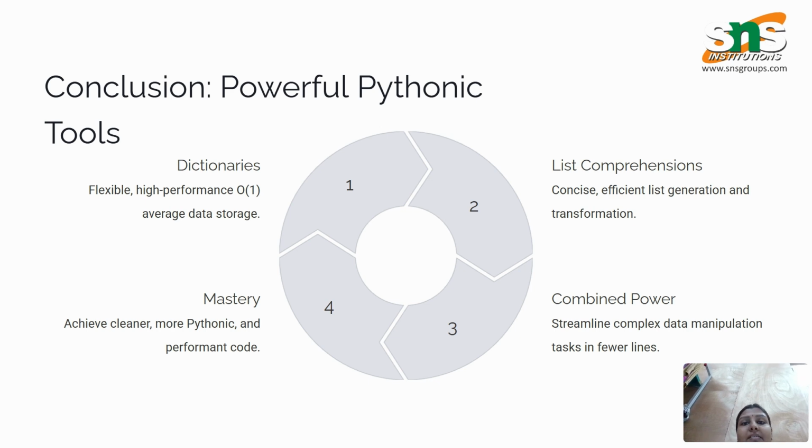Conclusion. Powerful Pythonic tools. Dictionaries are flexible, high performance, O(1) on average, for data storage. They are the masters of achieving cleaner, more Pythonic and performant code. List comprehensions are concise, efficient list generation and transformation. They have the combined power to streamline complex data manipulation tasks in fewer lines.